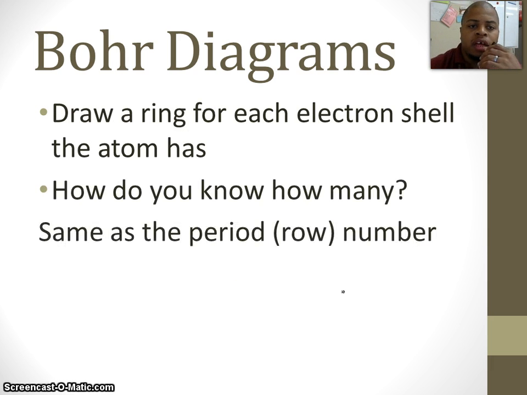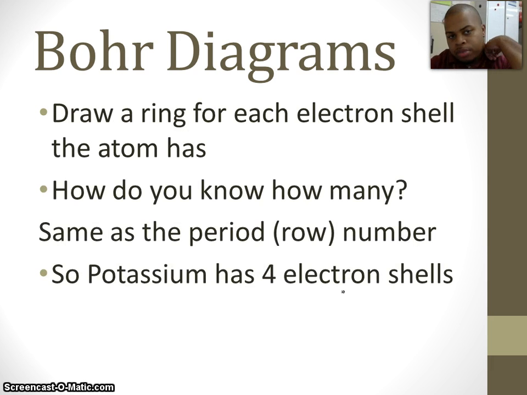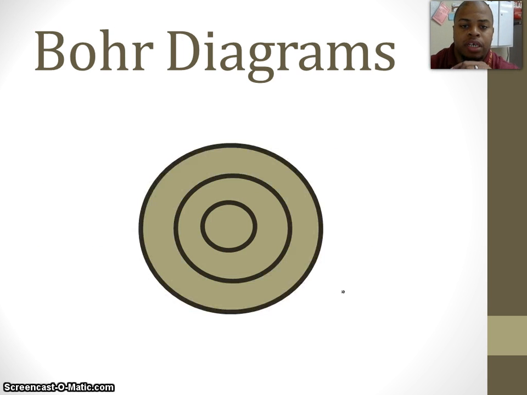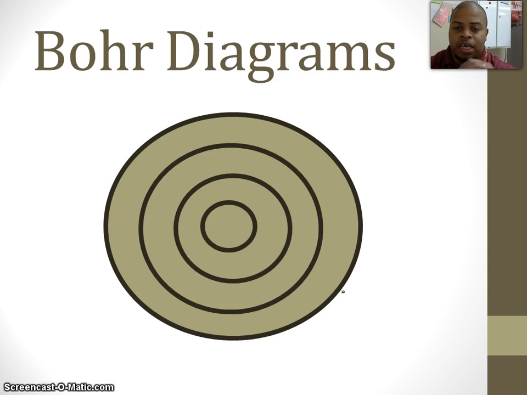Now, keys for making your Bohr diagrams. First, you're going to draw a ring for each electron shell the atom has. Now, you'll know this by looking at the period or the row number that the element is in. Since potassium is in period 4, that means it's going to have 4 electron shells. So 1, 2, 3, 4. 4 different levels that are there.